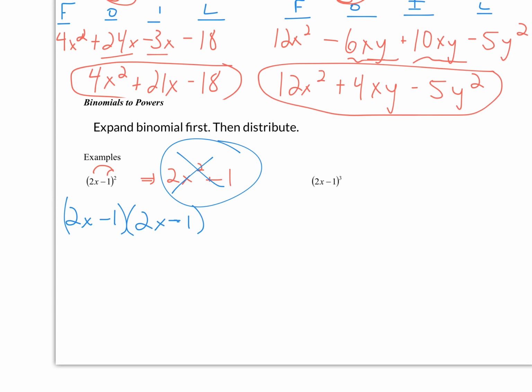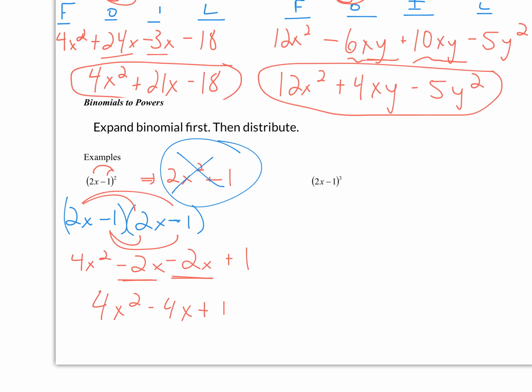and I can distribute this out using that FOIL method. So I can say, well, 2x times 2x, 4x squared. The outer is minus 2x. The inner is also minus 2x. The last, well, negative 1 times negative 1 is plus 1. Combine my like terms. 4x squared minus 4x plus 1. And we can see how that's definitely different than what distributing that squared value would do. So this is what we want. We want to expand the binomial.